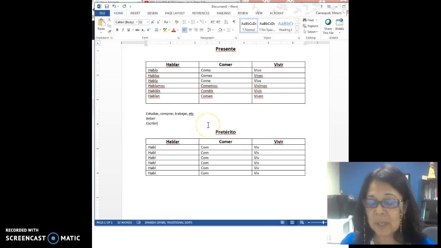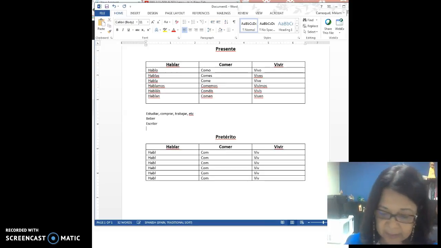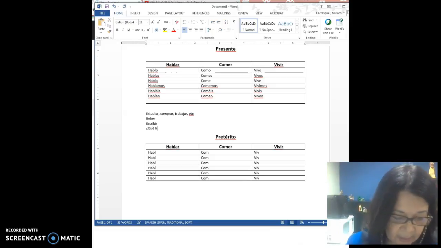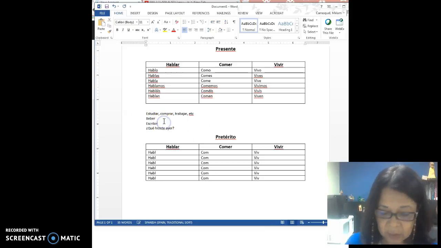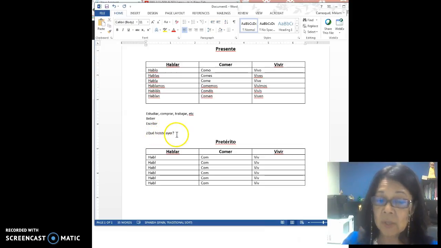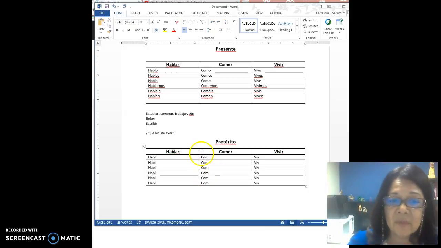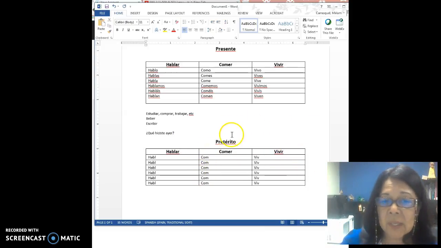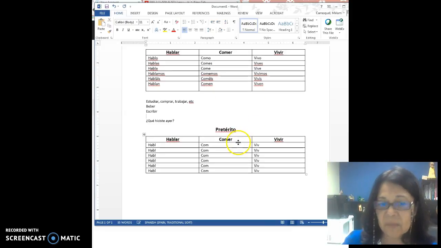For example, the question is, what did you do yesterday? ¿Qué hiciste ayer? Right? For example, if I were to ask you, ¿qué hiciste ayer? What did you do yesterday? Right? Notice that you are not going to answer the question by using the word hiciste, because this is the verb hacer. What did you do yesterday? What you want to do is use one of the verbs that you have already learned. So what are you going to do with the preterite forms of the regular verbs?